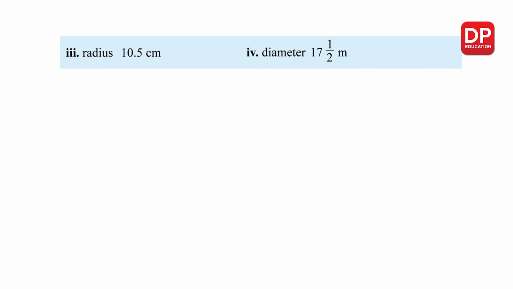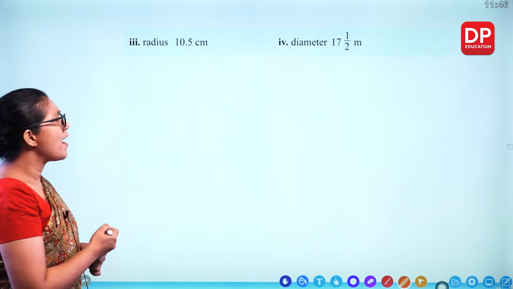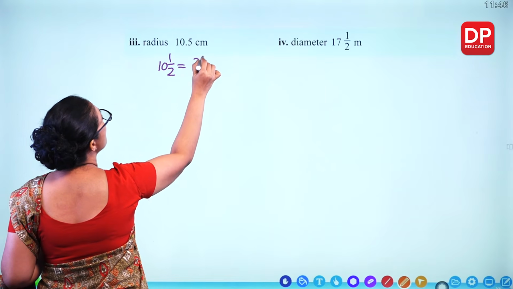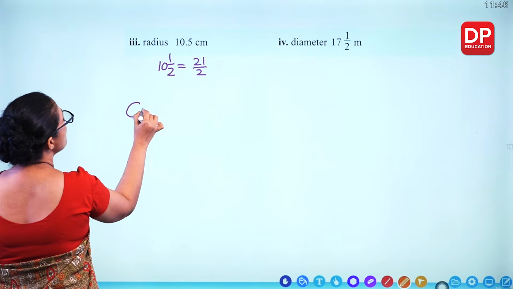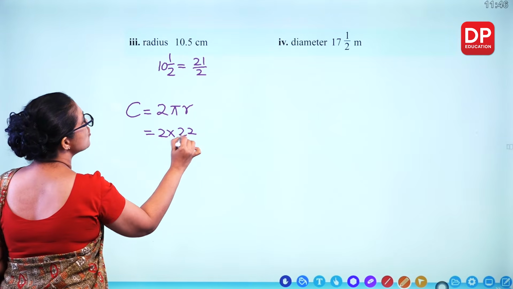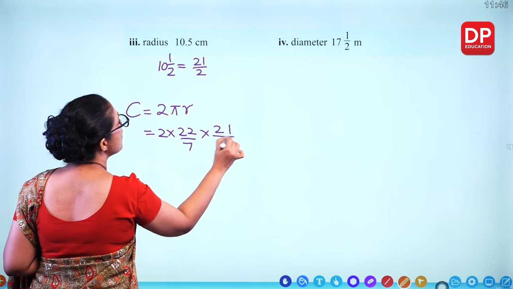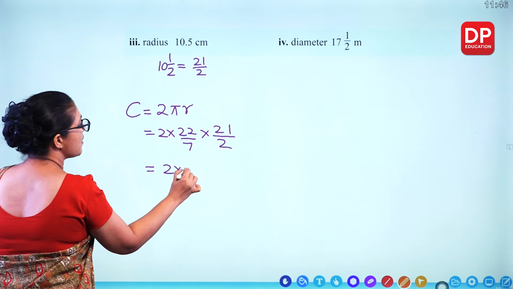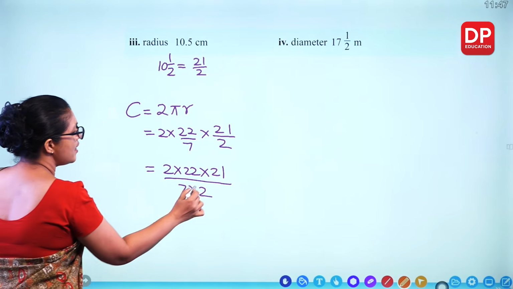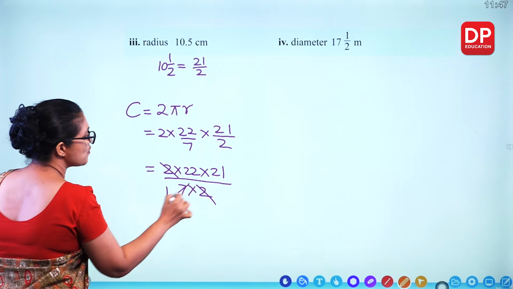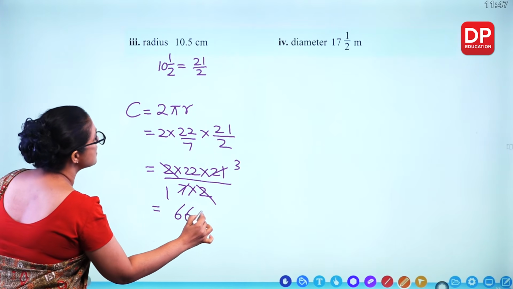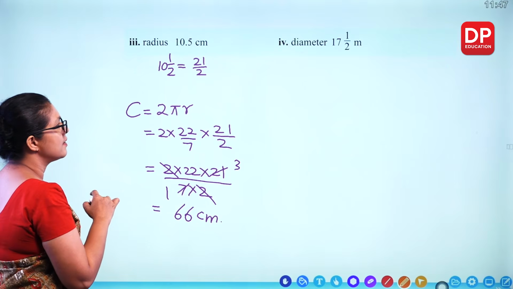Radius 10.5. So what's the easiest way to do? Convert to a fraction. 10.5, 10 and a half, or you can write it as 21 over 2. Now use the formula 2 pi r. 2 times pi, 22 over 7 times radius, 21 over 2. So multiply the numerator and denominator separately. 2 and 2 get cancelled out. 7 times 1 and this is 3. So 3 times 22, 66 centimeters.